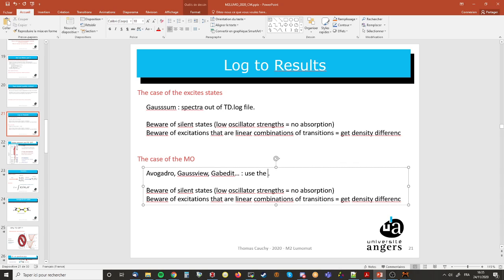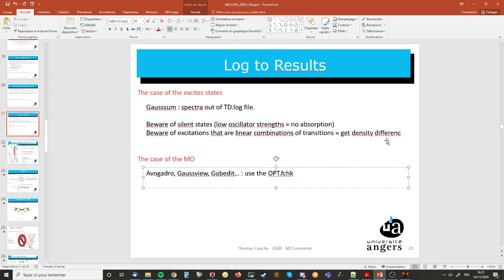Use the opt.fchk. So the FCHK is something like a binary file. It's something like the log file, but for the machine. There is more information in the FCHK. Let me download one and show you.